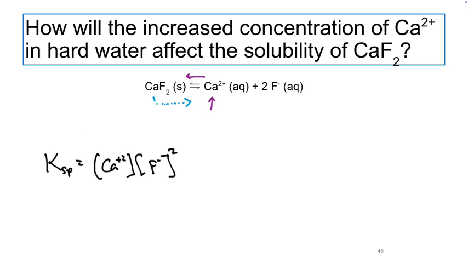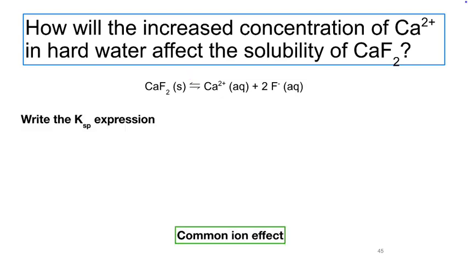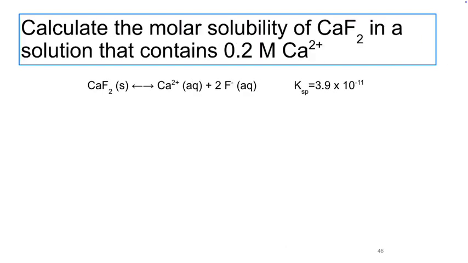Could we do something else to figure this out? Yeah, why not? For the record, this is known as the common ion effect. What we're doing is adding an ion that is common, or has something common about the overall expression we're studying. If we don't want to go through and deal with Le Chatelier, what could we do? Math.